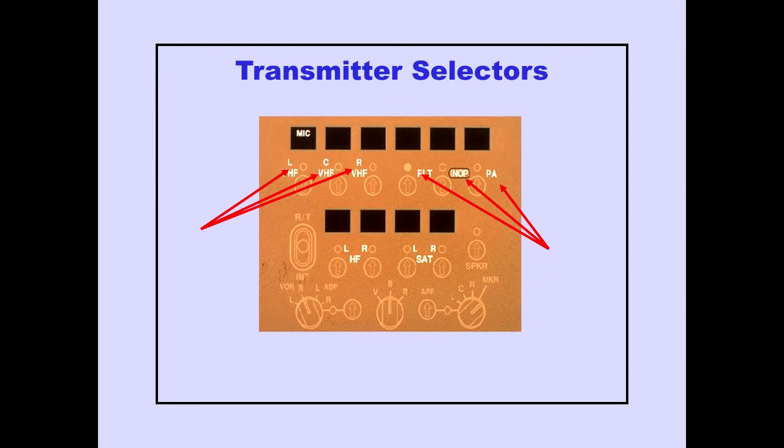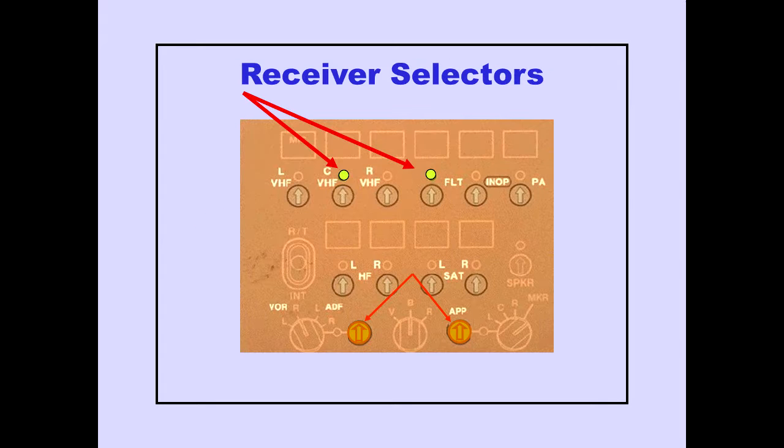The transmitter selectors select the radio or system used for transmission from that crew station. The receiver selectors are push-on, push-off switches which are rotated to adjust the volume of the receiver.